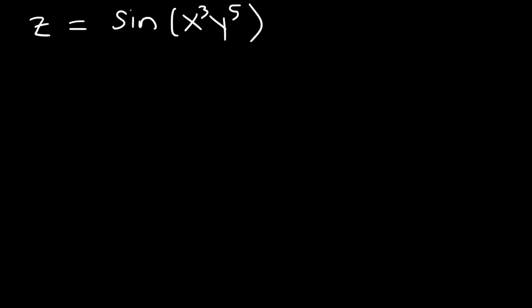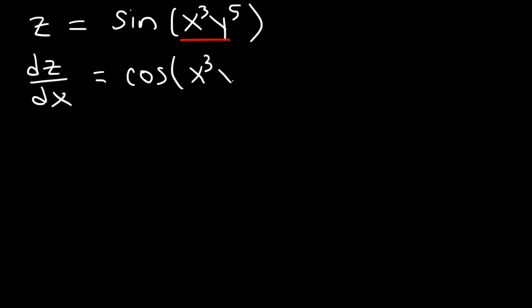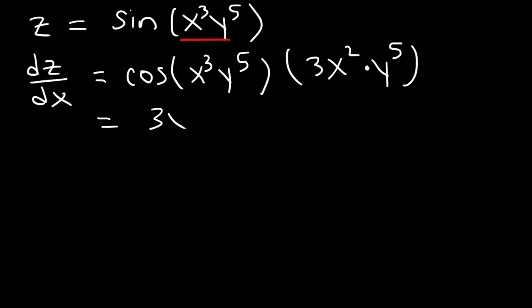So now let's work on the problem that we have. Let's find dz/dx. The derivative of sine is cosine, and whatever is inside of sine, we're going to keep the same. We're not going to change it. So it's going to be x cubed y to the 5th. And now we need to differentiate x cubed y to the 5th with respect to x. So we're going to treat x as the variable, y as the constant. The derivative of x cubed is 3x squared, and then we're going to multiply by the constant. So the answer, which we can write as 3x squared y to the 5th times cosine x cubed y to the 5th.